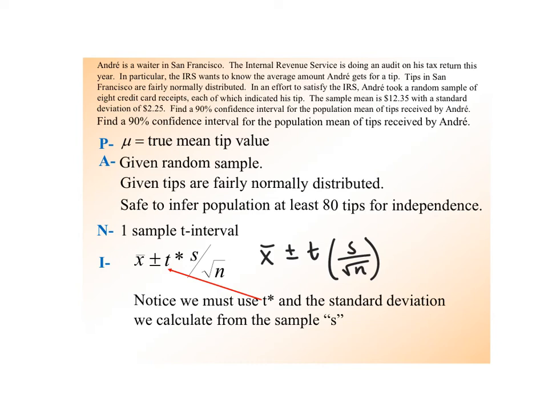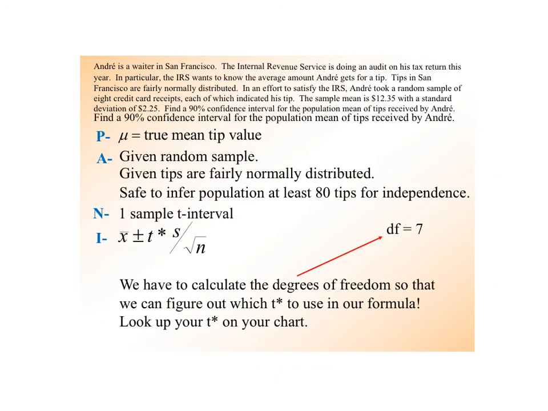Now, remember what's different about the t value, is that we're using degrees of freedom. So the degrees of freedom for this problem is going to be 7. How do we calculate the degrees of freedom? It's n minus 1, okay? Degrees of freedom is n minus 1. So for this problem, how many receipts did Andre look at? He looked at 8 receipts. So 8 minus 1 is 7.